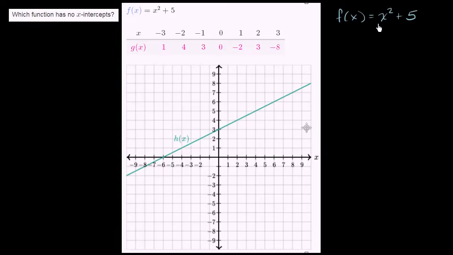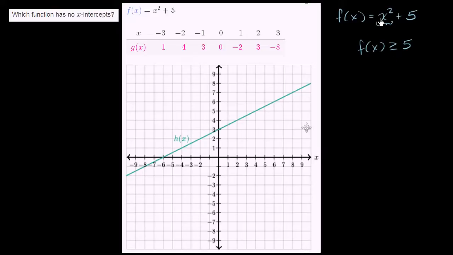So I have f of x is equal to x squared plus 5. So this is interesting. x squared is always going to be a non-negative number. It'll be 0 or greater. Even if x is a negative value, this is going to be 0 or greater. And 5 is obviously positive. So this whole expression, x squared plus 5, is always going to be greater than or equal to 5. So we could say f of x is always going to be greater than or equal to 5. So f of x is never going to be equal to 0.